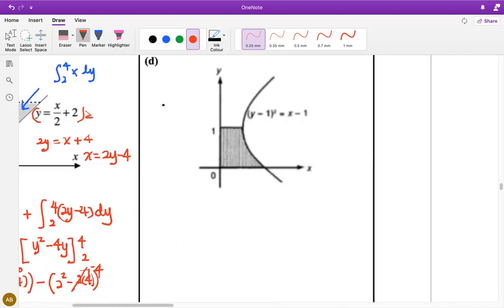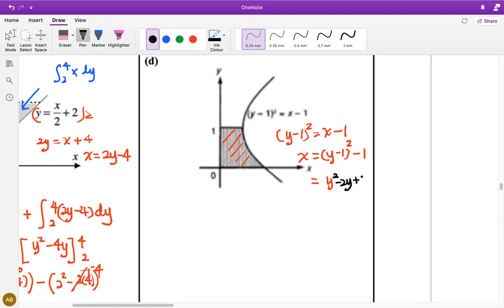Then we go to D. Okay, D, we want to find the area of the shaded region here. So remember, we need to change y minus 1 squared. Okay, so y minus 1 squared equals x minus 1. So we need to change x equal to y minus 1 squared minus 1. Okay, so you can expand this. So become y squared minus 2y plus 1 minus 1. So we will get y squared minus 2y. So now I can integrate. Therefore, our area is from 0 to 1, y squared minus 2y dy.